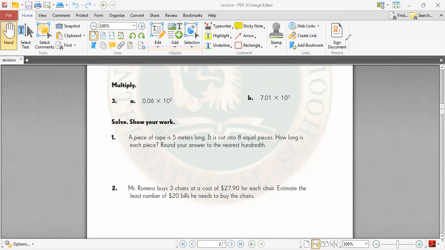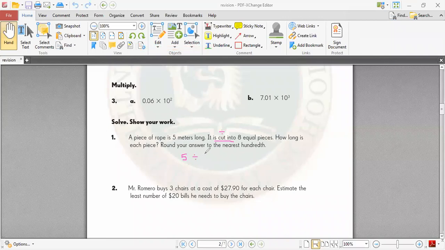Number 1. A piece of rope is 5 meters long. It's cut into 8 equal pieces. How long is each piece? And round your answer to the nearest hundredth. Here, I want to cut a piece of rope which is 5 meters long into 8 pieces. So cutting this means that I'm going to divide it into 8 equal pieces. So I'm going to divide the 5 meters into 8 parts.